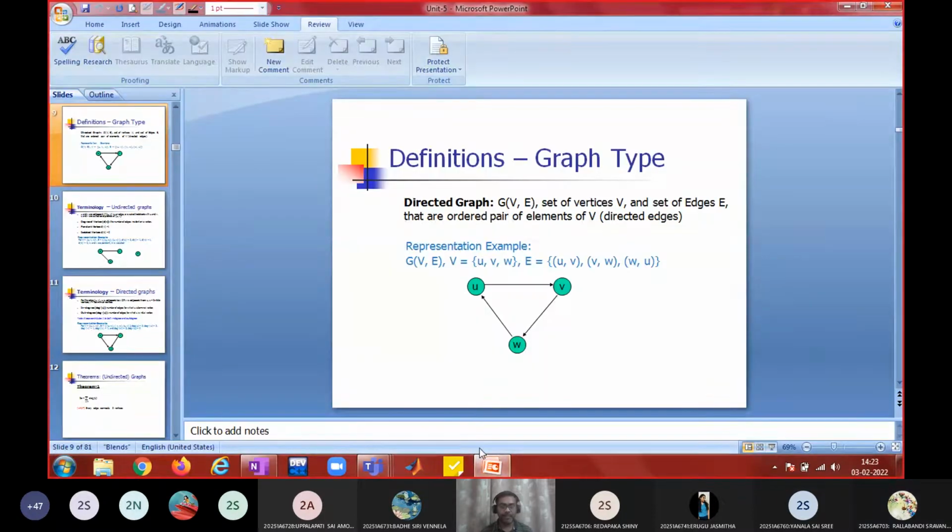So here you can see there is an edge from U to V, therefore ordered pair (U, V), and from V to W there is an edge, so ordered pair (V, W). There is an edge from W to W, therefore ordered pair (W, W). A directed graph will be denoted with a set of ordered pairs in the edge set. You may call these edge A, edge B, edge C. That means A equals (U, V), B equals (V, W), C equals (W, W).